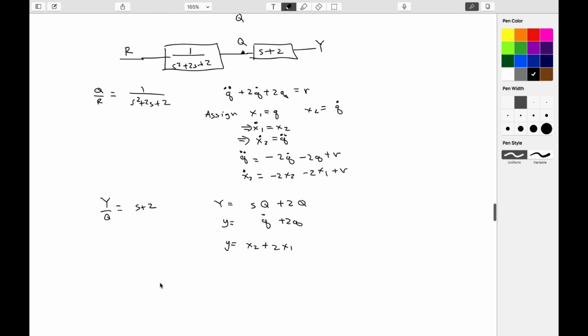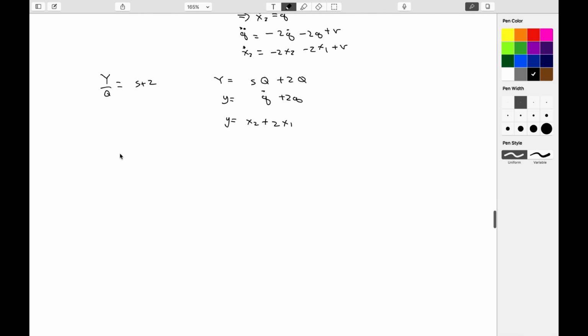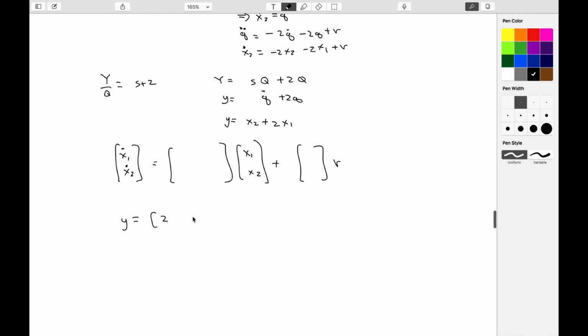All right, so now my collected expression together: x1 dot, x2 dot is equal to something times x1, x2 plus something times r. And let's start with the output equation because it's really the easiest. Y is equal to 2x1 plus 1x2 plus 0r.